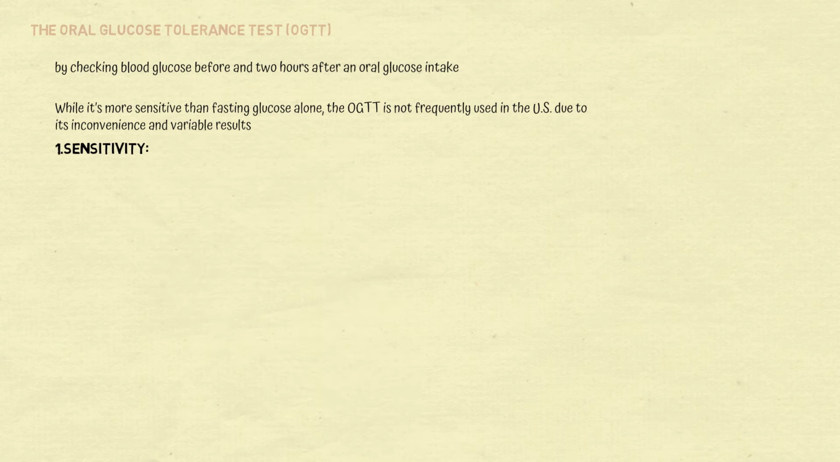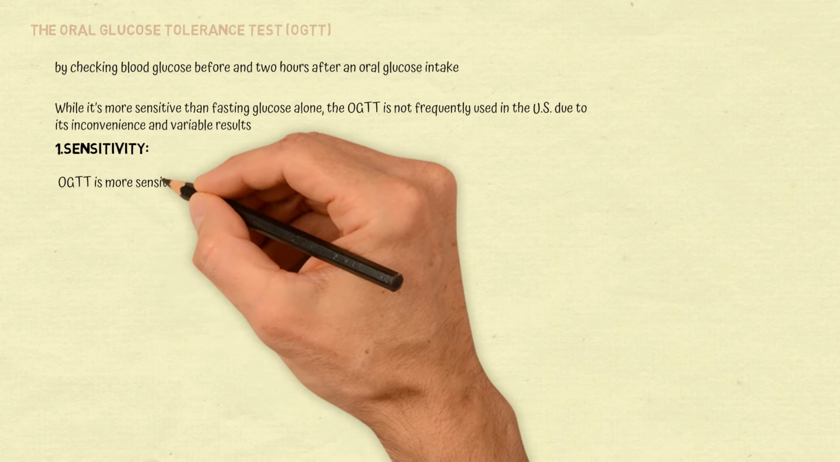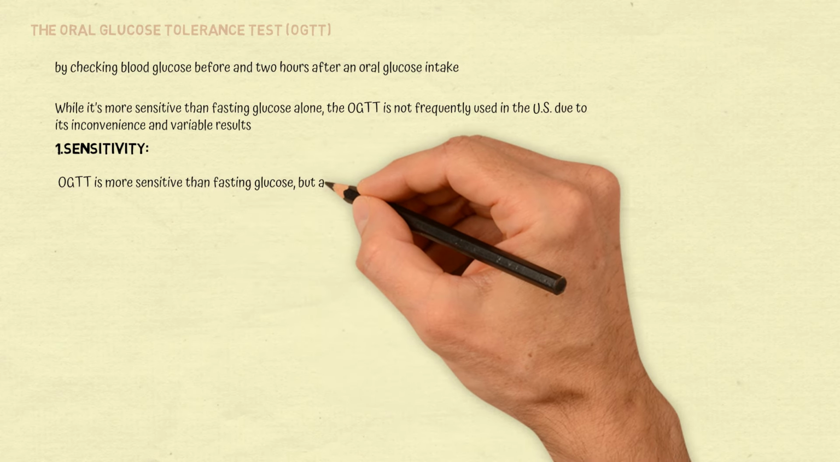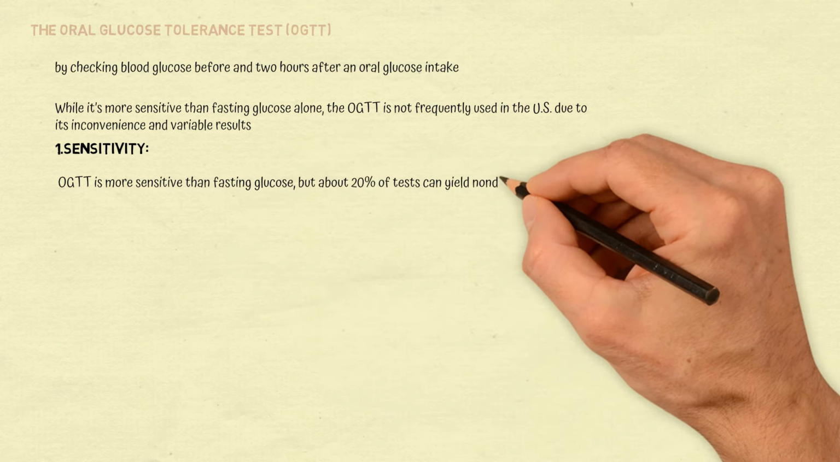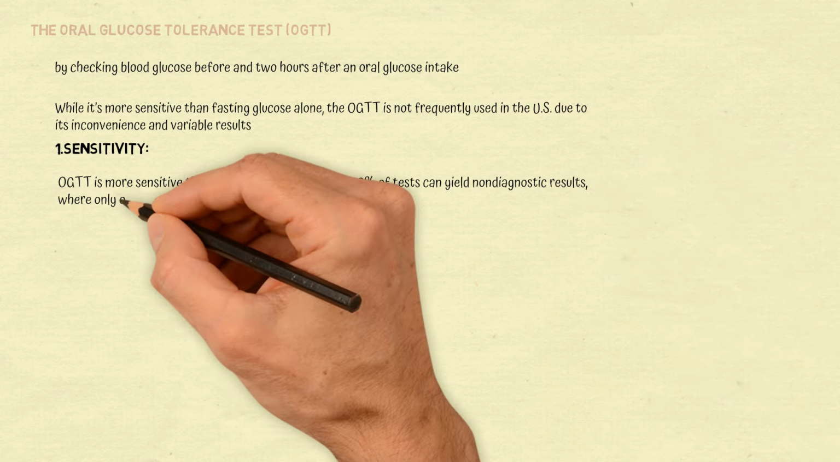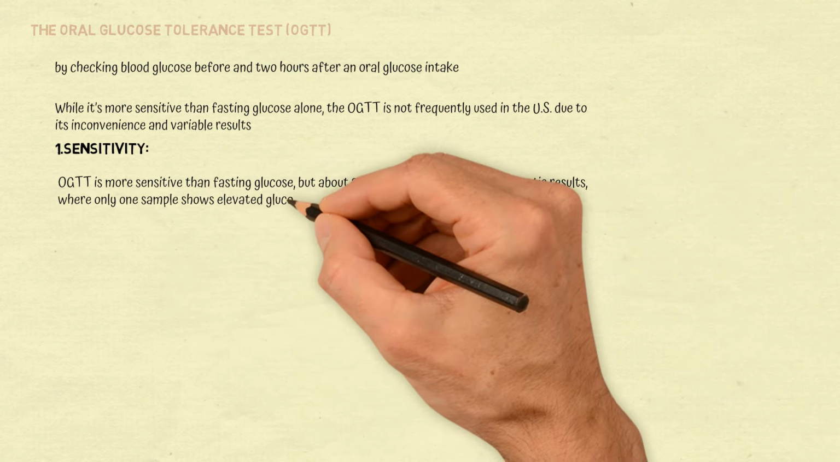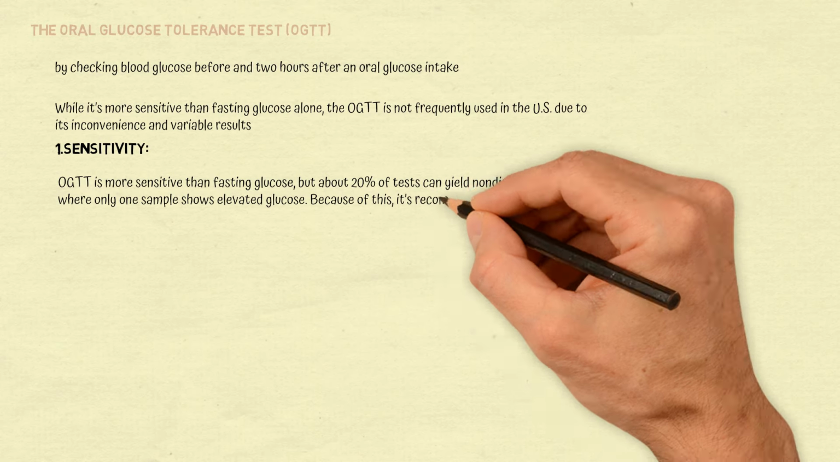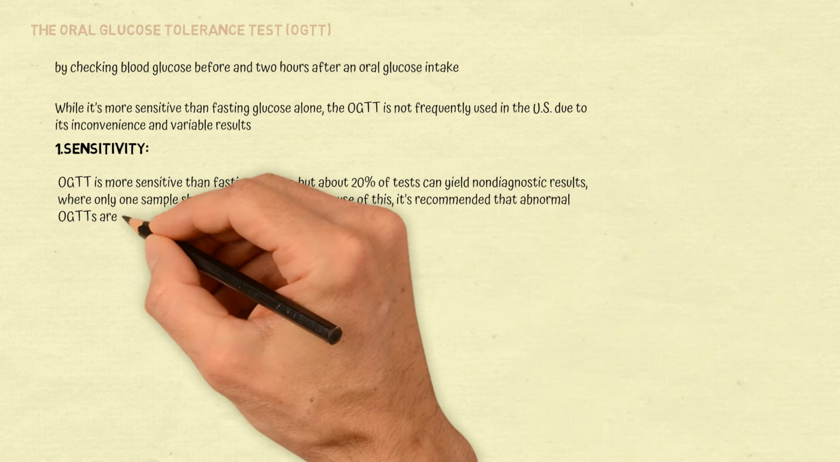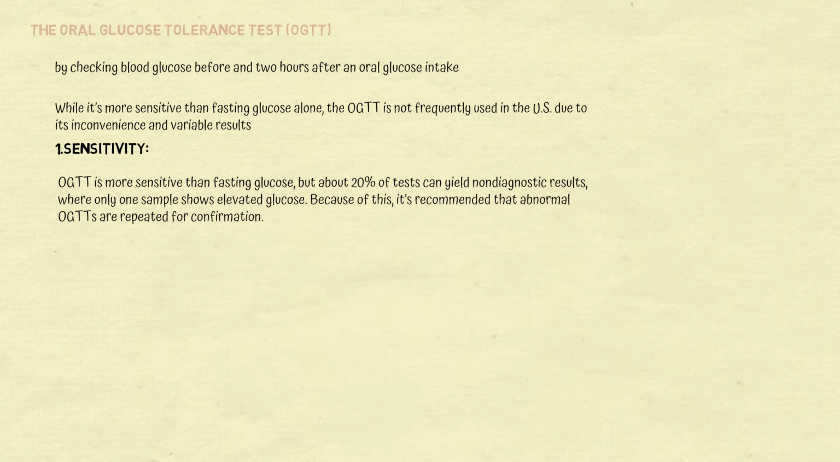1. Sensitivity. OGTT is more sensitive than fasting glucose, but about 20% of tests can yield non-diagnostic results, where only one sample shows elevated glucose. Because of this, it's recommended that abnormal OGTTs are repeated for confirmation.